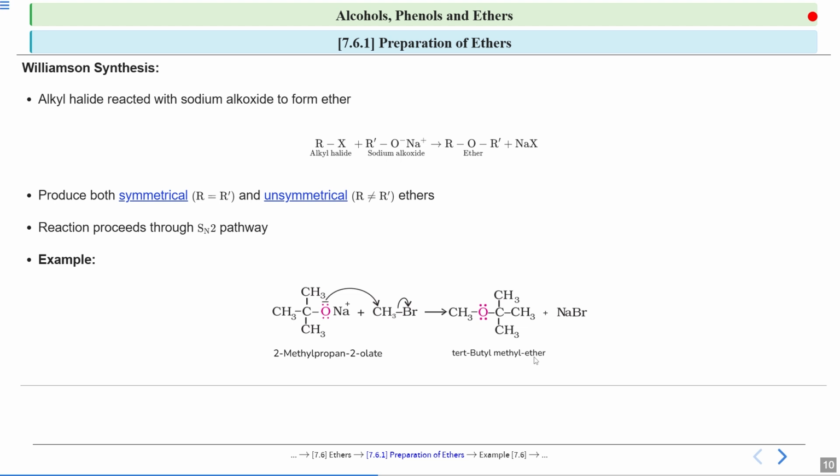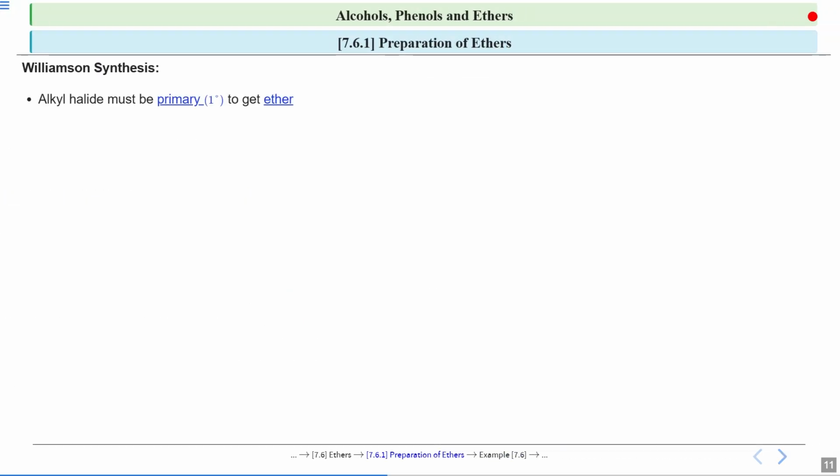So if you have to form an ether in Williamson synthesis, you take your alkoxide ion as tertiary and your alkyl halide as primary alkyl halide. So your alkyl halide should be primary. This is Williamson synthesis. Your alkyl halide must be primary, 1 degree, to get an ether. And if you go with 2nd degree and 3rd degree alkyl halide, it will not form an ether, and your reaction will favor elimination over substitution.